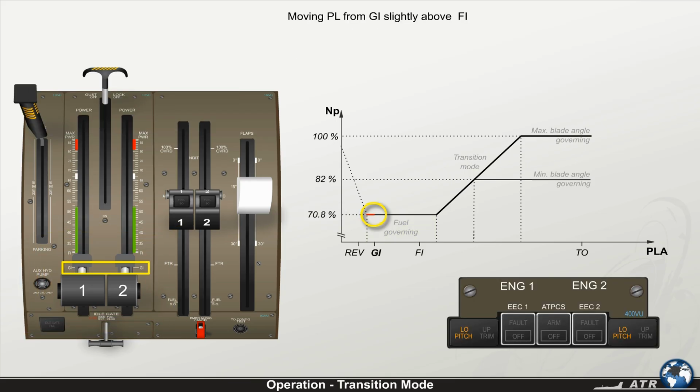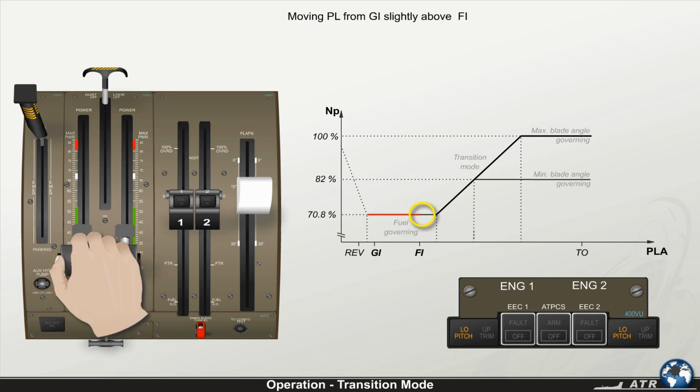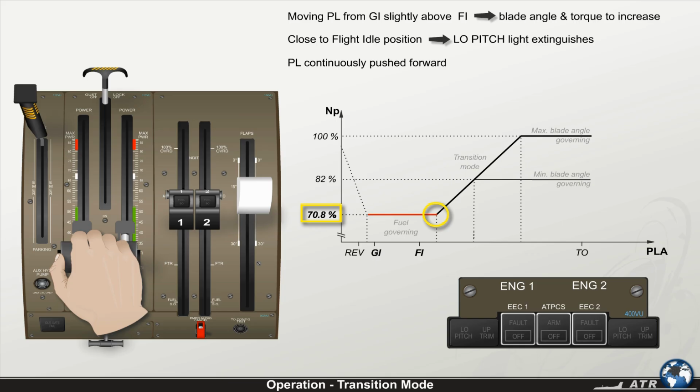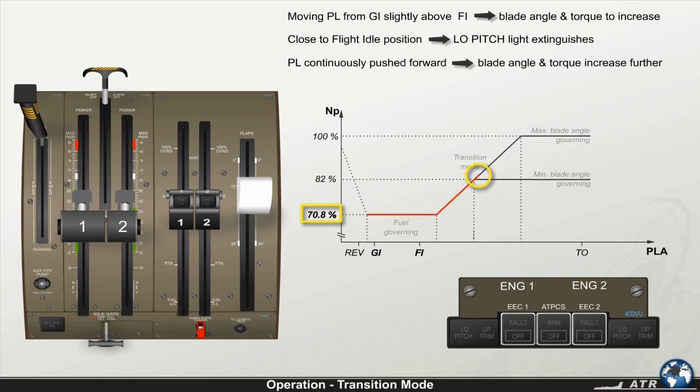Note, the fuel governing mode is cancelled with EEC off or fault, or PEC off. Moving the power levers from ground idle slightly above flight idle causes the blade angle and by consequence the torque to increase. Close to flight idle position, the low pitch light extinguishes. Propeller speed is maintained at 70.8% because the fuel governing mode is still active. As the power levers are continuously pushed forward, the blade angle and the torque increase further. The propeller speed increases above 70.8% NP. This is called the transition mode.